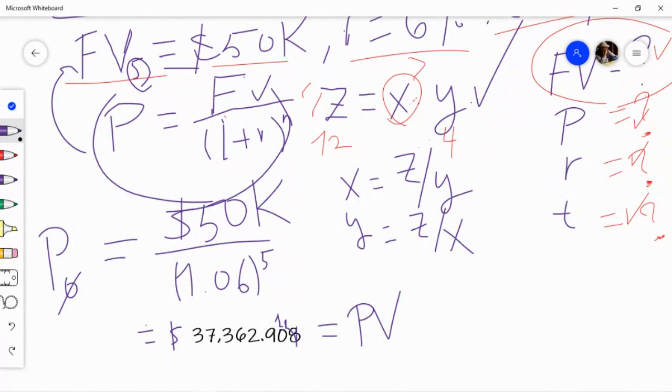This process is called discounting, and discounting is the reverse process of compounding. So they are actually reverse processes of each other, right? Compounding gives you the future value, and discounting is the reverse process of compounding.